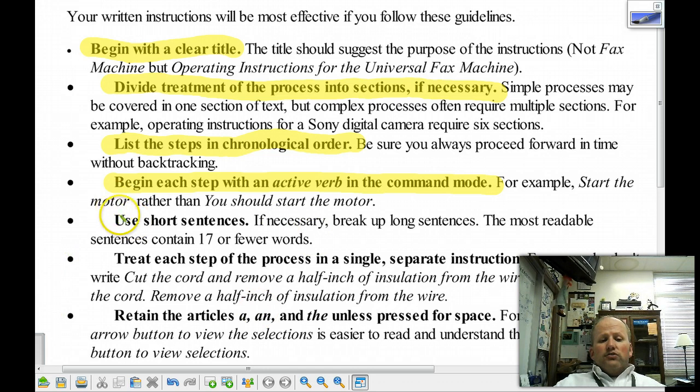The next one, use short sentences. Short, sweet, and to the point. Break up long sentences if you have to. Most readable sentences have 17 or fewer words. So if you've got a run-on sentence, you may need to make sure you break it up into a couple of shorter sentences.